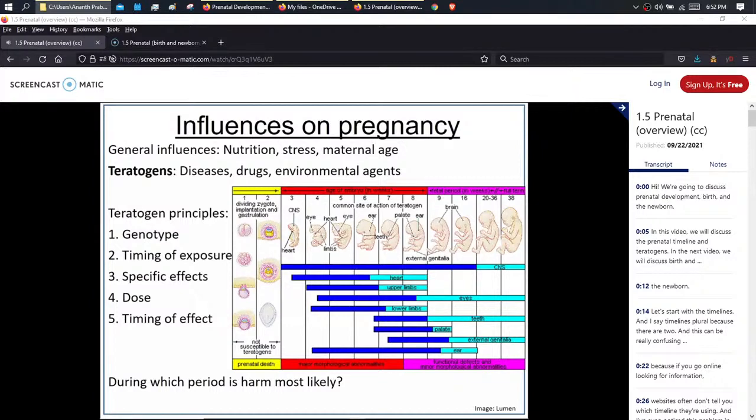And then there's the timing of the effect, which means that some teratogens lead to effects that are visible at birth, but other teratogens may lead to effects that are not visible until later in development. The period of development when harm is most likely is the period of the embryo.